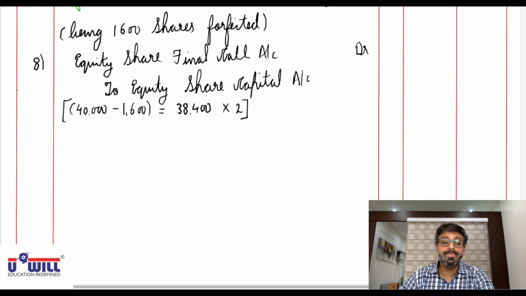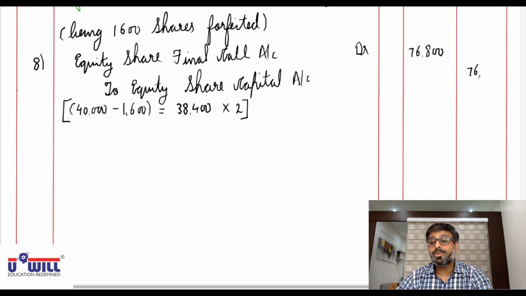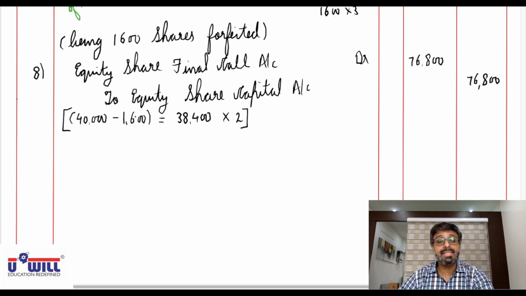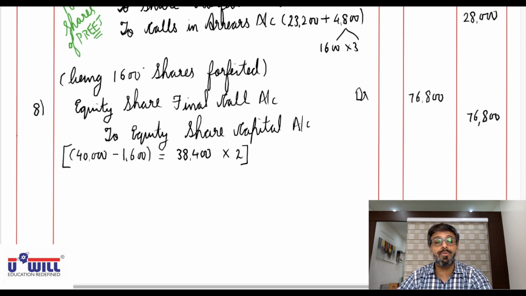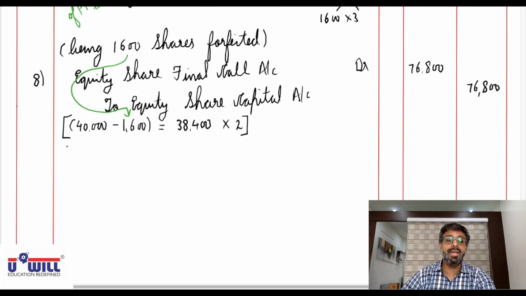That comes to 76,800. So be careful, a lot of practice is done. Previous question also we had done this point. From 40,000 we will minus 1600 shares of Preet which are forfeited. Same shares we have to minus here because the amount will not become due on these shares. So 38,400 into 2, being final call money due.